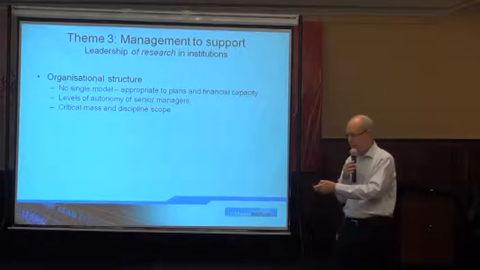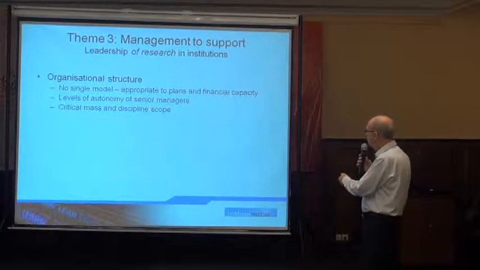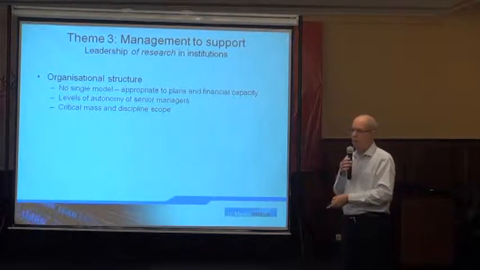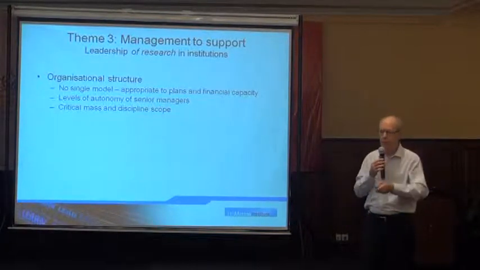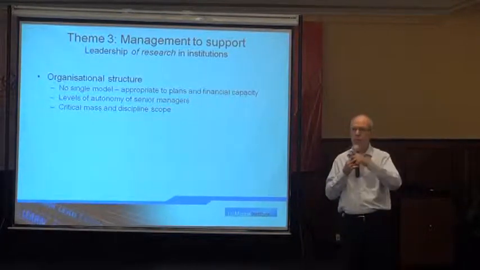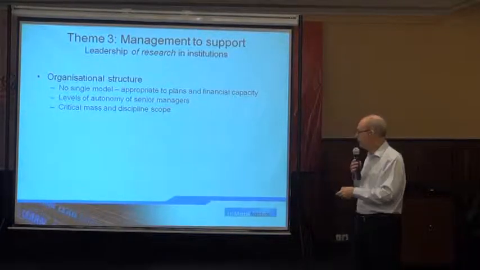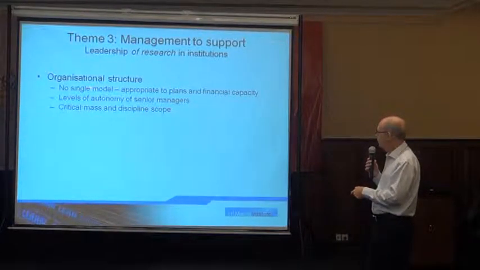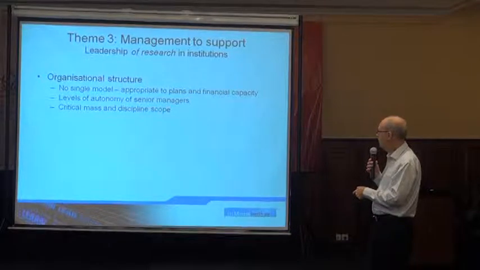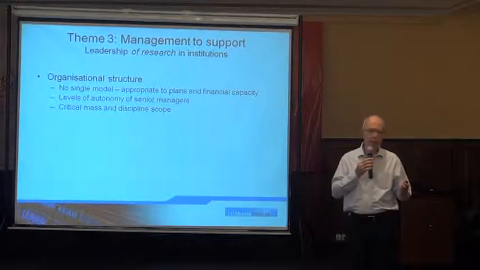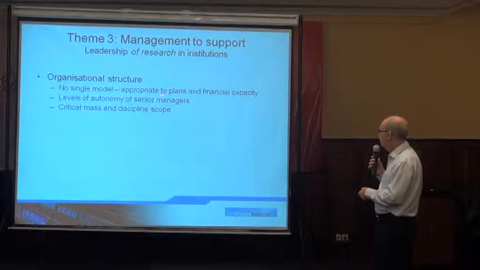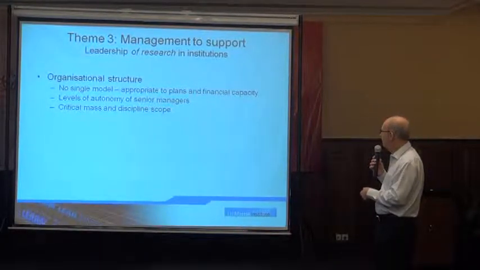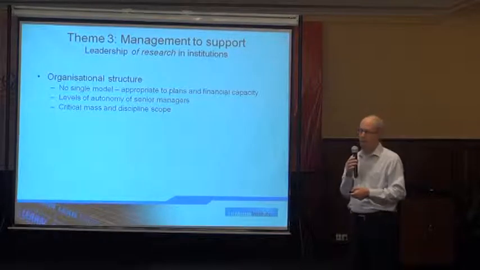All of the things that I talked about. So in this, there's a whole list of management things which need to happen at the faculty level, at the institution level, to support the efforts that your leaders make on your behalf. First of all, organisational structure. We've just talked about that. Is the departmental structure appropriate, etc.? But there are others. And there's no single model, it needs to be appropriate for the plans and financial capacity.